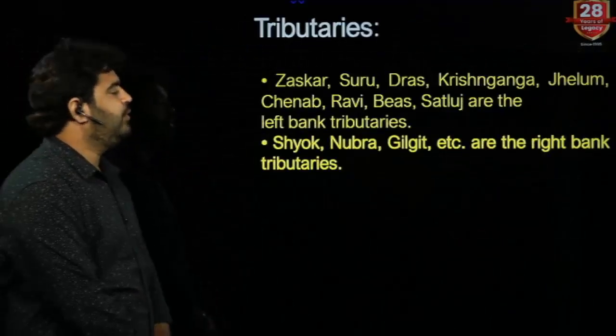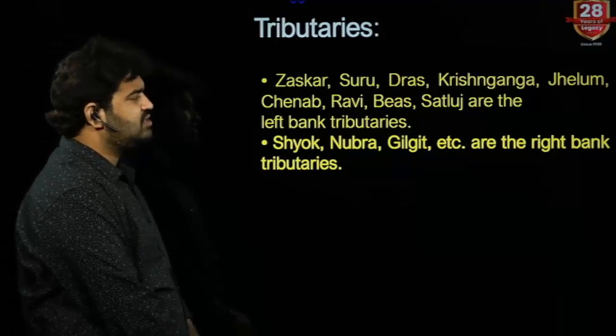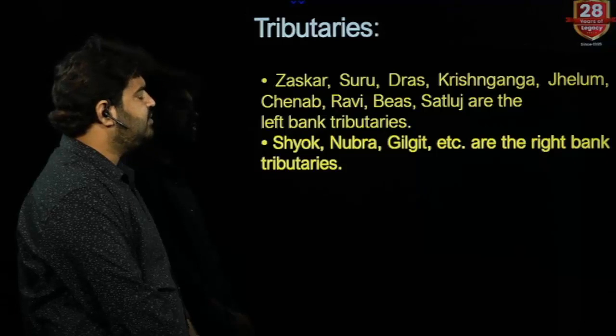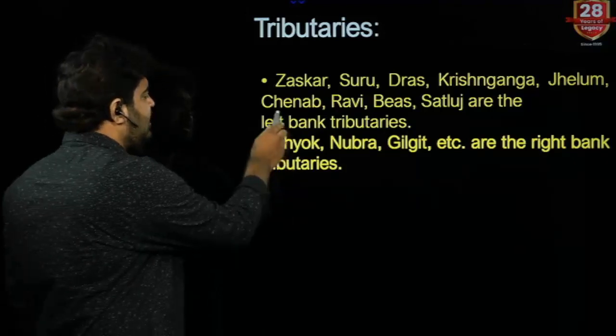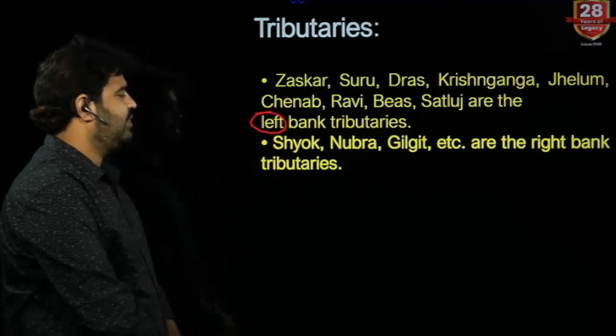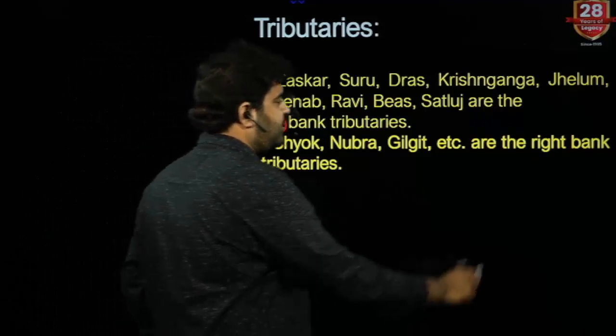So what are the tributaries of Indus? Zaskar, Suru, Dras, Krishnaganga, Jhelum, Chenab, Ravi, Bias, Satluj. All these are the left bank tributaries. Shyok, Nubra, Gilgit. All these are the right bank tributaries.